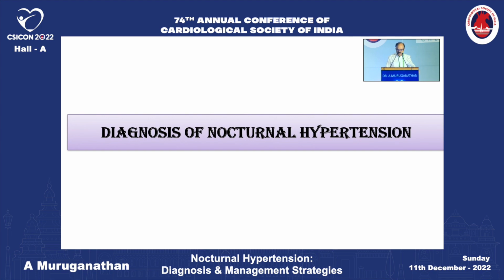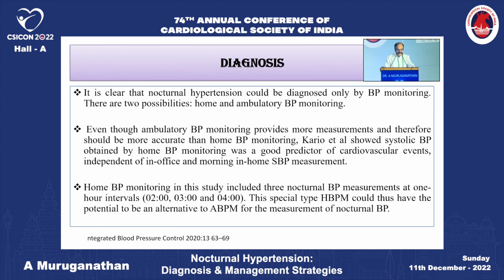Now, how to diagnose nocturnal hypertension? It's very clear that nocturnal hypertension can be diagnosed only by BP monitoring. Of course, there are two possibilities: one is ambulatory BP monitoring, the other is home BP monitoring. Some of you may wonder how home BP monitoring has a role in nocturnal hypertension. Even though ambulatory BP monitoring provides more measurements and therefore should be more accurate than home BP, Kario et al. showed systolic BP obtained by home BP monitoring was a good predictor of cardiovascular events, independent of in-office and morning in-home systolic blood pressure measurement.